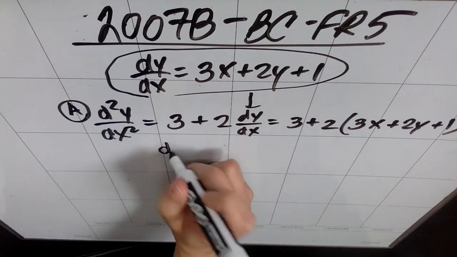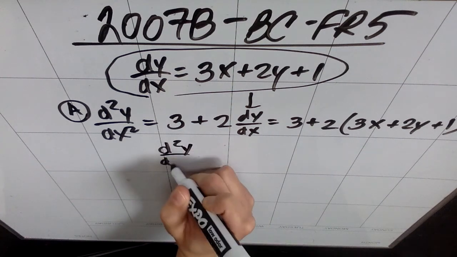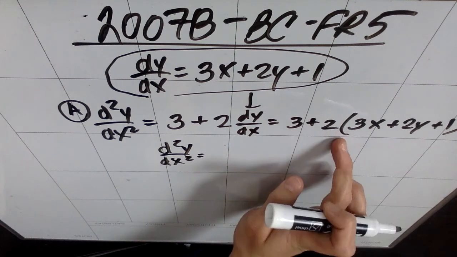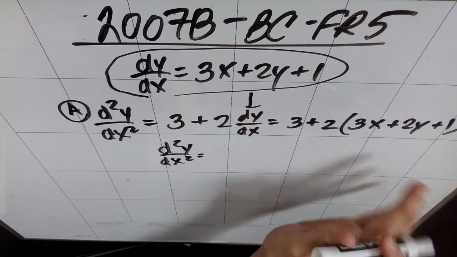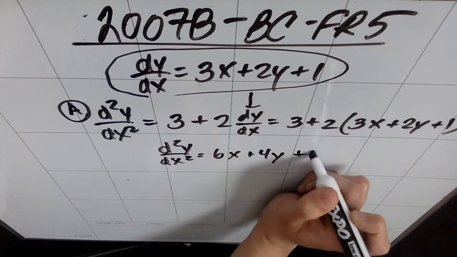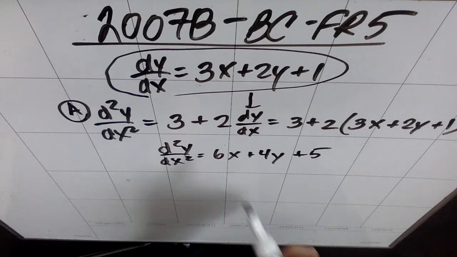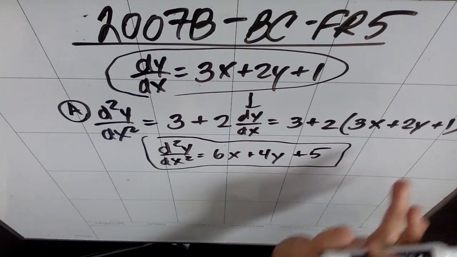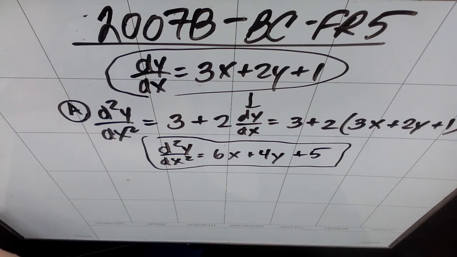If you choose to clean up and distribute, you're going to get d squared y dx squared equals, you're going to have a 3, 6x, 4y, and a 2. So you're going to have 6x plus 4y plus 5, right? And that's just fine. I would argue that you could have also left your answer right here. That's totally fine. It just needed to be in terms of x and y.